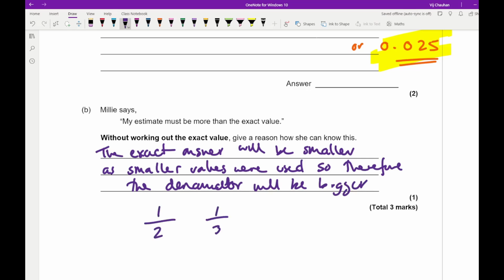And again, what you need to remember is, if I had 1 over 2 and 1 over 3, the bigger the denominator, the smaller the value. So that's just something you need to bear in mind, something along those lines. But one thing you don't want to do is actually compare it to the actual answer. So if this question did appear on a calculator paper, one thing you definitely don't want to do is to actually work out the answer, because it does specifically say without working out the exact value.